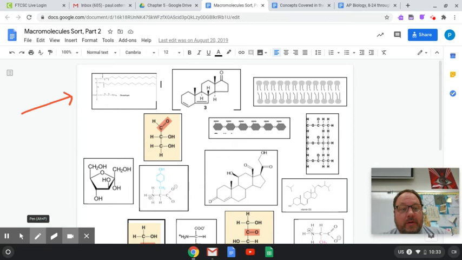This is a lipid, right? It's not a triglyceride. It's a phospholipid. You see the hydrocarbon tails. There are two of them. And then there's a phosphate group for the head. So that's the polar head and the two nonpolar tails.